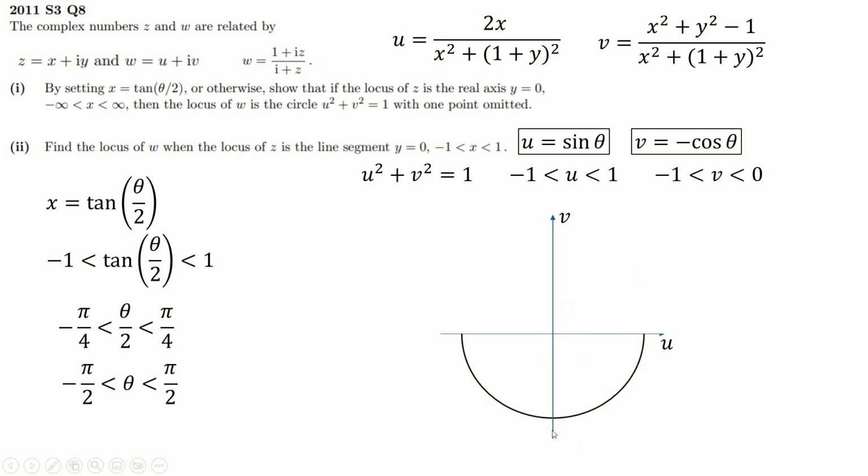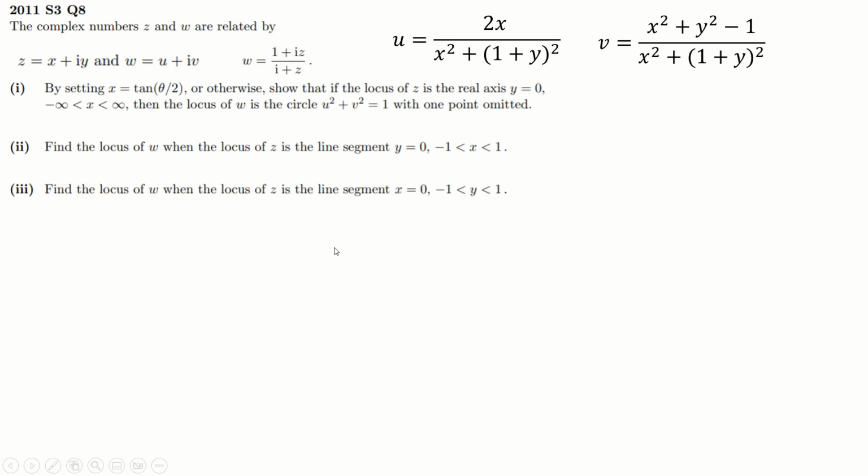No points omitted, because the point that was omitted was up there, and that no longer exists anyway, so that's fine. Now we're going to do a very similar thing, but this time x equals 0. So okay, let's put x equals 0 into here. This is similar to lots of step questions in that it's similar to what we just did, except we're going to have to do something a bit different, right?